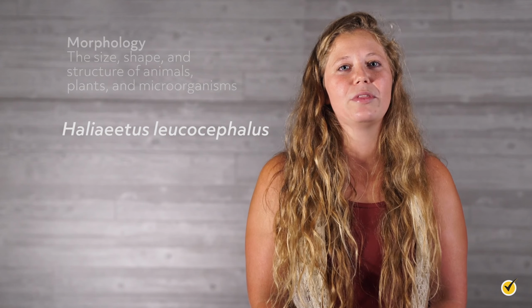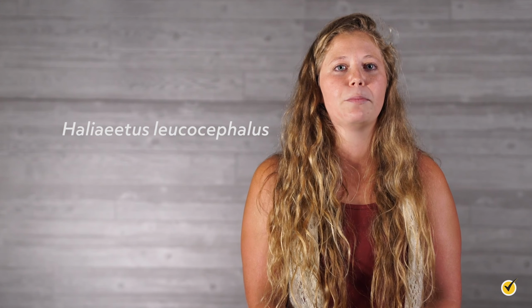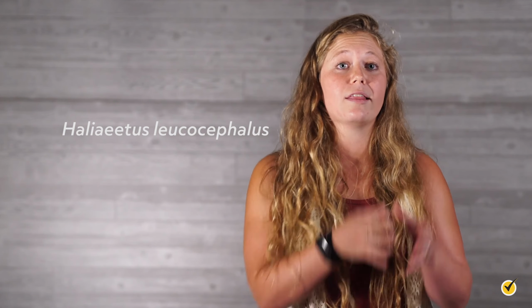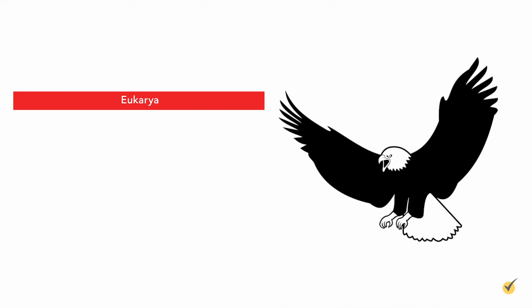Let's go ahead and go through the entire classification system for bald eagles together, starting at the domain and working our way down. Since they are eukaryotes, they belong to the eukarya domain. For kingdom, they are part of the animalia taxon because they are multicellular, their cells don't have a cell wall, and they ingest food instead of being an autotroph that makes its own food.